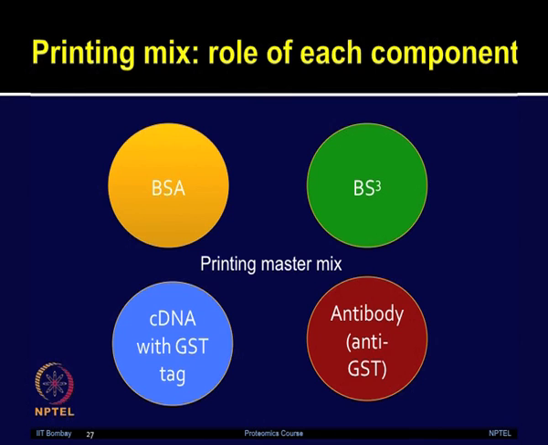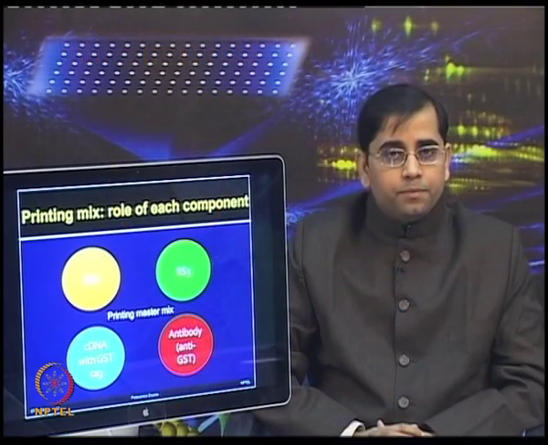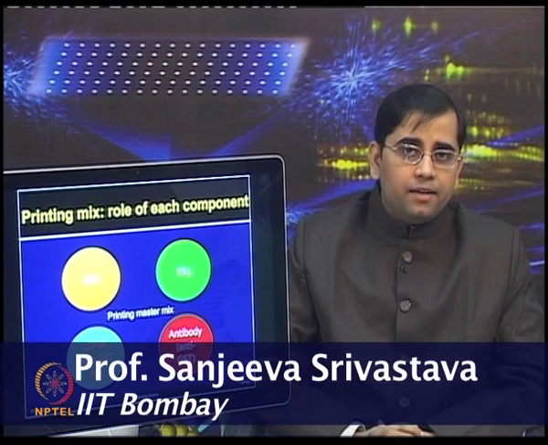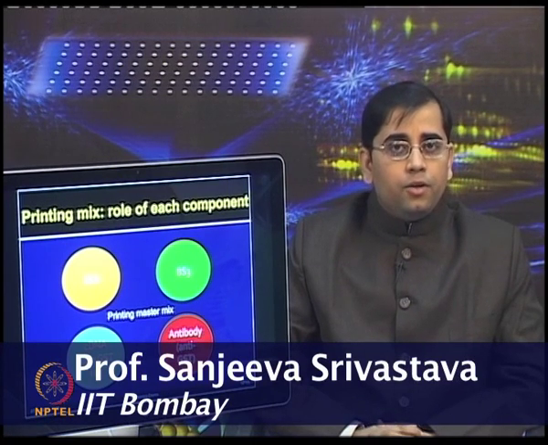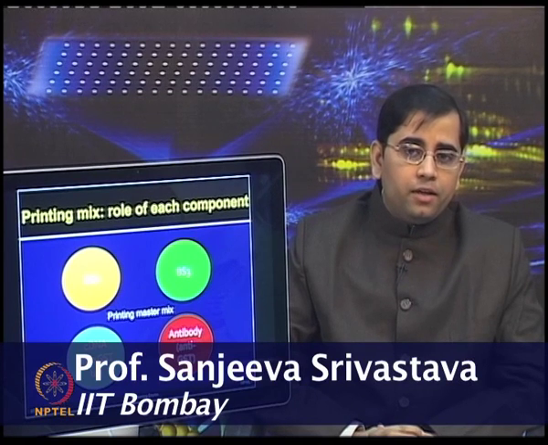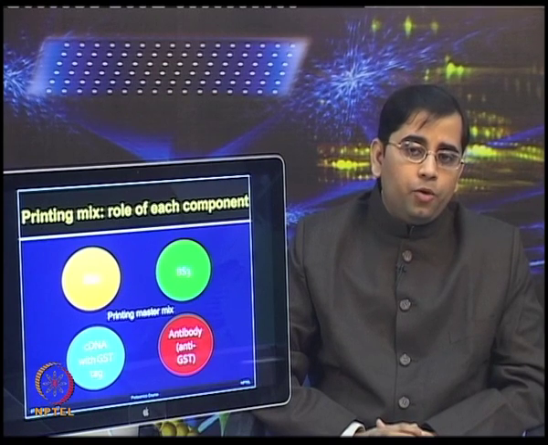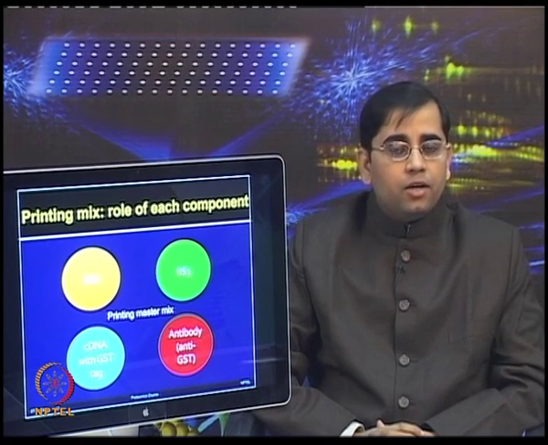So, BSA dramatically improves the DNA binding efficiency. BS3, BSA and capture antibody are coupled to the amine coated glass surface via the activated ester terminated homobifunctional crosslinker. The cDNA contains a GST tag, or you can introduce any other tag. Then you need to have the capture antibody, so that the expressed proteins can be captured with the antibody to a C-terminal GST tag on each protein.